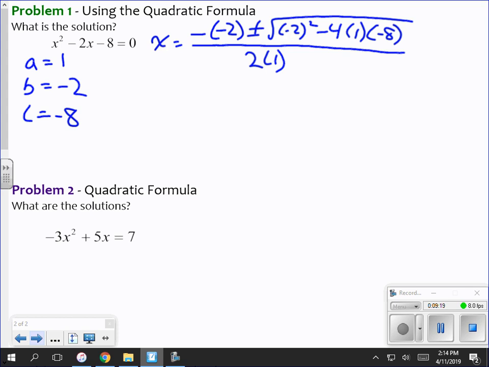So I have minus negative 2, which is actually positive 2. So it equals 2 plus or minus the square root of, I take negative 2 and square it to get 4. And then I have minus 4 times negative 8. Well, I have a negative times a negative, which means I have a plus. And 4 times 8 is 32. And then 2 times 1 is 2.